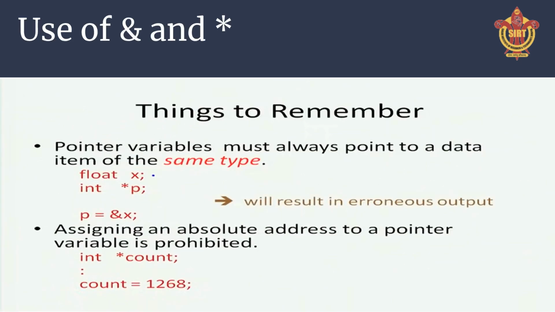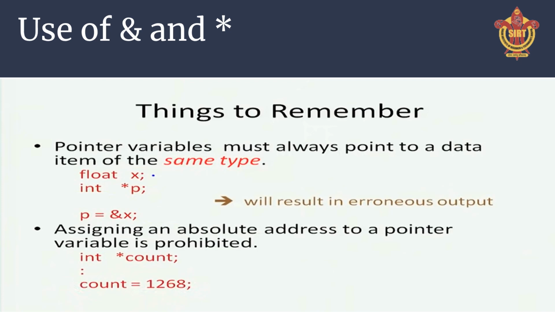Now there are some important things in the use of ampersand and asterisk. Let's discuss them. Pointer variables must always point to a data item of the same type. If we are declaring a pointer variable of data type integer, it means that this p variable can only store the address of a variable whose data type is integer. So in this sample code, x is a float variable and p is a pointer variable whose data type is integer.